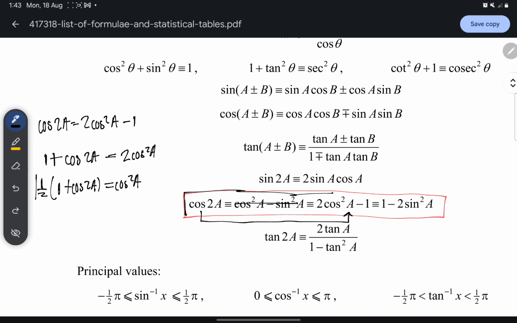What is cos squared a? It's half of 1 plus cos 2a. This will give me cos squared a. Are we saying this? I hope you're saying this. So I now have, whenever I have a cos squared, I'm going to change it into this.